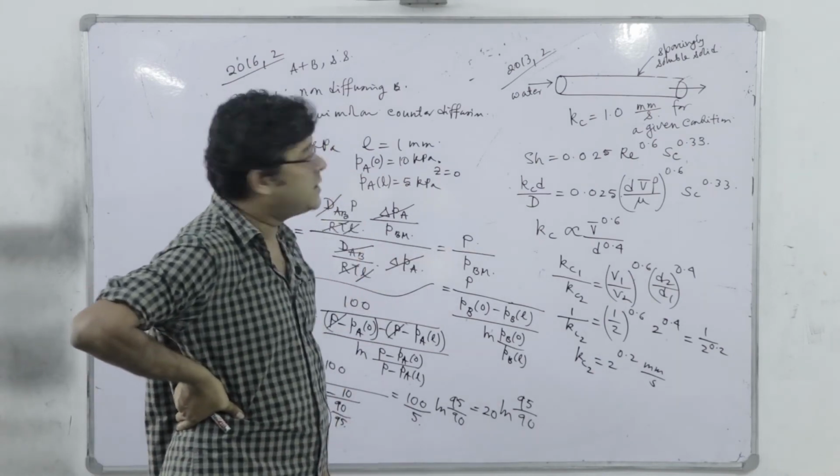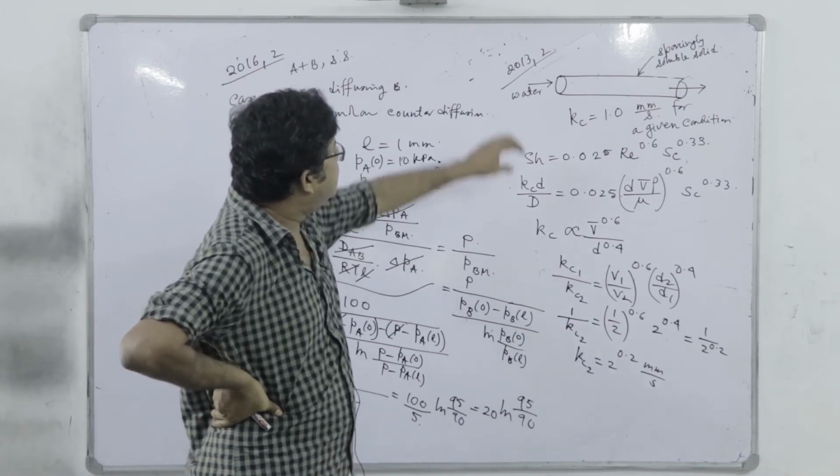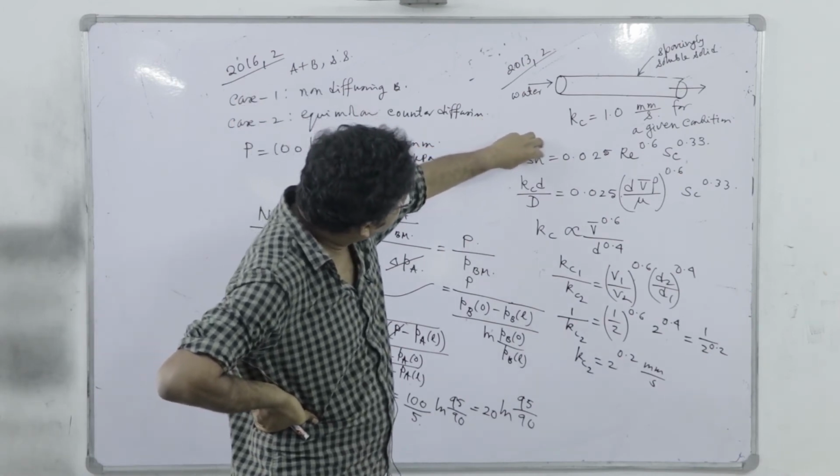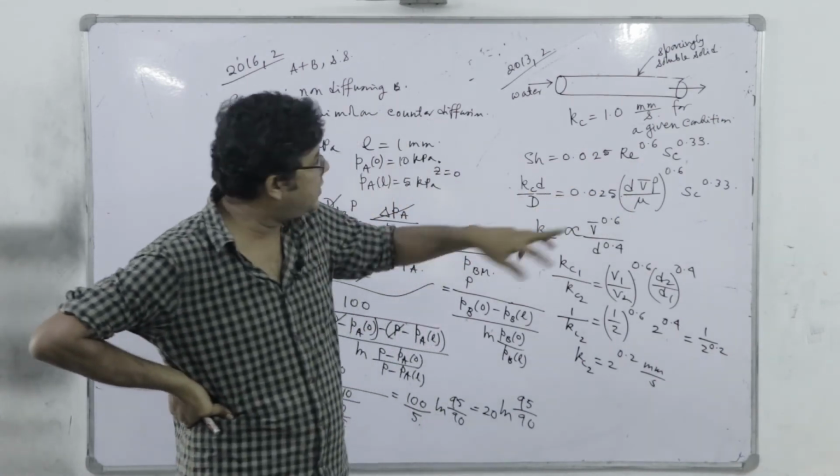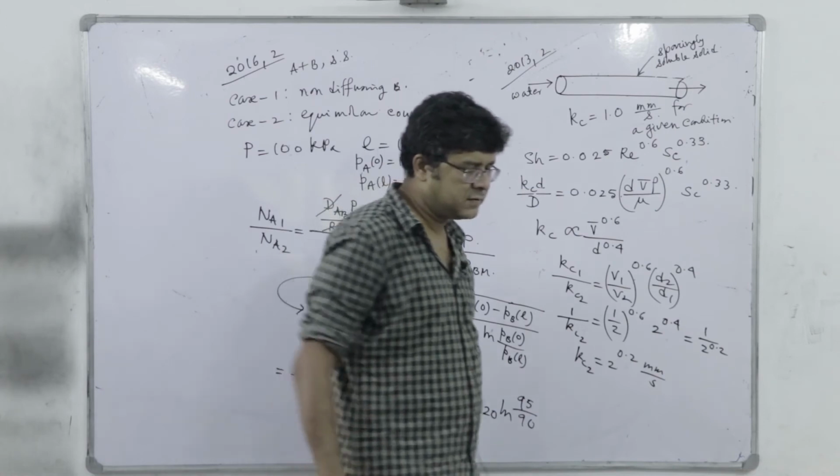So, what is important to note here is that you have to understand the expressions of Sherwood number and Reynolds number, and both contain d here, that is important. If you miss that d, you will get a wrong answer.